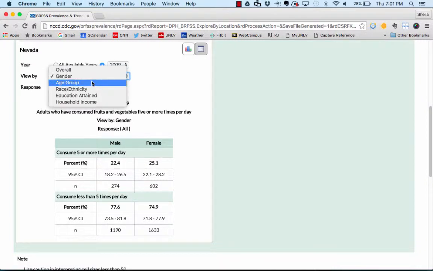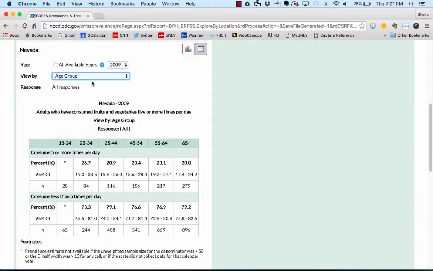Next, I'll switch to the age group, and we can see how that varies with increasing age. We'll start down here with 18 to 24, move across as age increases, and we'll actually see a general trend where we've got our lowest levels of fruit and vegetable consumption in the 65 and over group, and our highest value with the 25 to 34.